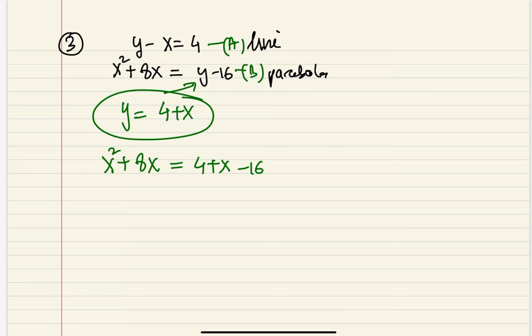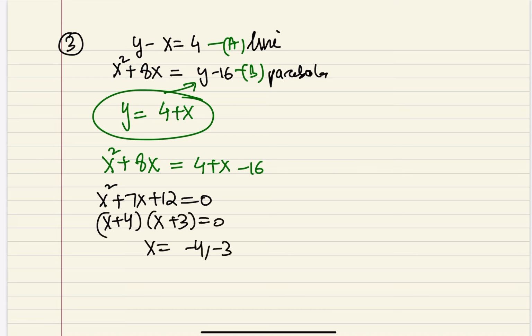Now let's solve it. Simplify it. x squared, bring the x's to the left hand side when we subtract the x. 4 minus 16 is negative 12, but when we bring it to the left hand side, it becomes positive 12. So factors in this case, x plus 4, x plus 3 equal to 0. So we get two values of x, negative 4 and negative 3.